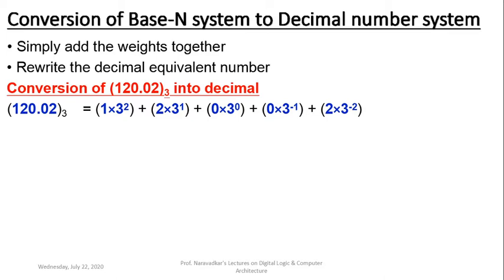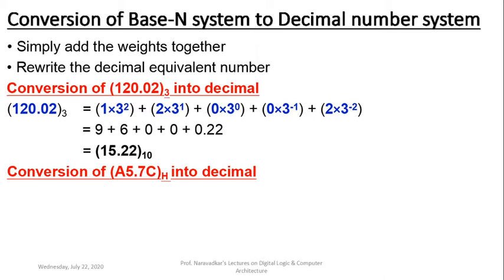Now once I get their corresponding powers, their weights written, then it is simple mathematics. Using simple mathematics, we write down their calculated values, and then we add them together. So we are getting here 15.22 decimal. That is the equivalent value in decimal of that given ternary number 120.02. So this is about the conversion of base 3 number system into decimal.